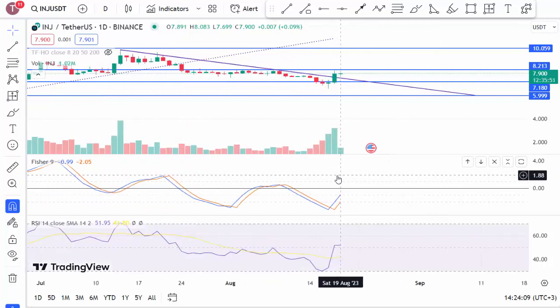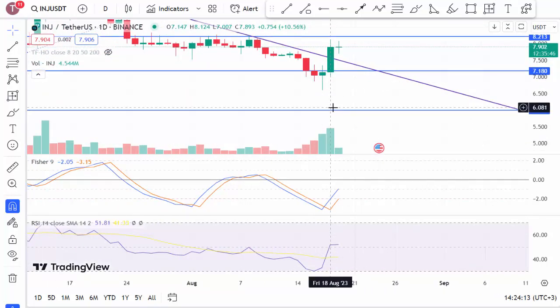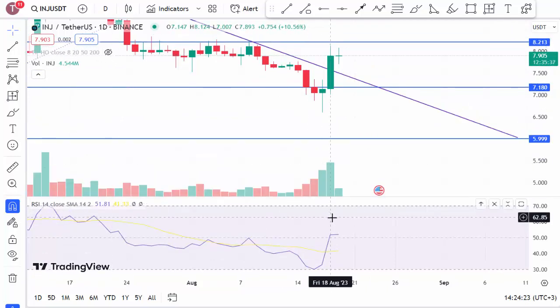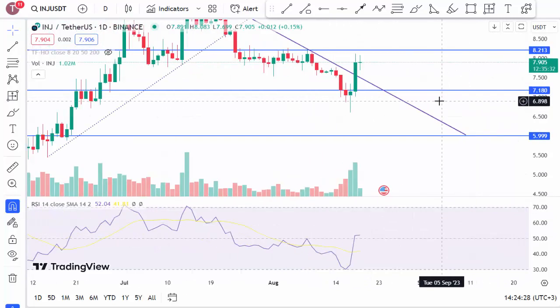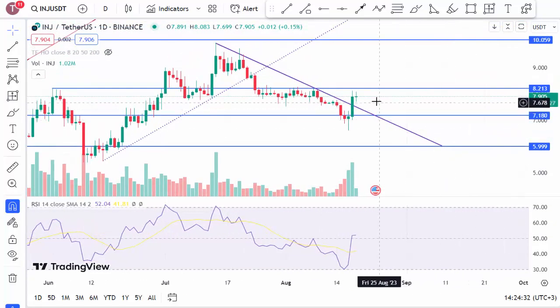Now, looking at the indicators, let's talk about the Fisher and RSI indicators. In the Fisher indicator, we can see an upward breakout, and we can say that as long as there isn't a downward breakout, the price could continue to rise. As for the RSI indicator, it's breaking above the 50 level, and with this breakout, we can anticipate that the price will continue to rise.